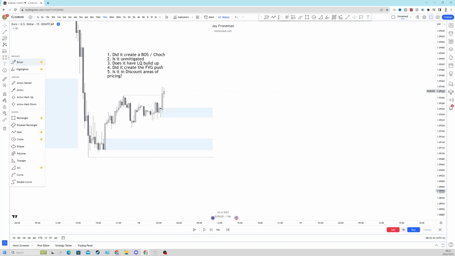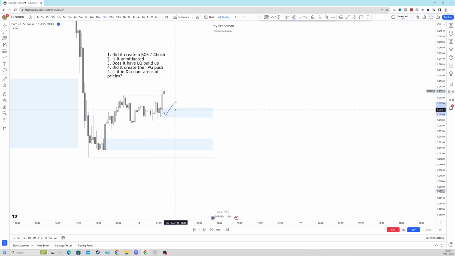Does zone number 1 create a break of structure? Well, we had our M15 break at that weak high. The zone formed before that break of structure. So yes, it did create a break of structure. Is it unmitigated? Price has not pulled back into the zone and fulfilled orders at this level, so therefore it's unmitigated. Does it have a liquidity buildup?